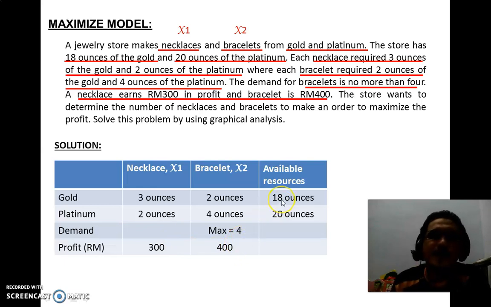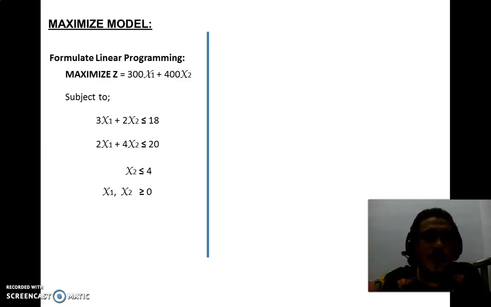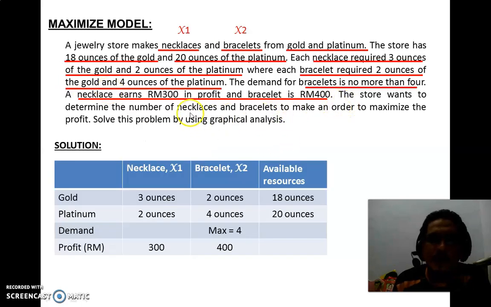So the first step is that we need to formulate the linear programming. From the situation here, it is maximization. Why maximization? For the model of maximize and minimize, we just change the wording. We maximize because of the profit. For profit we use maximize, for cost we use minimize.